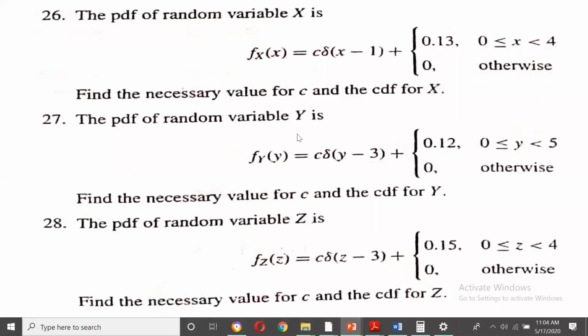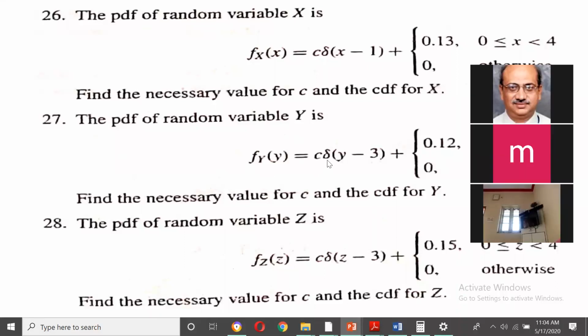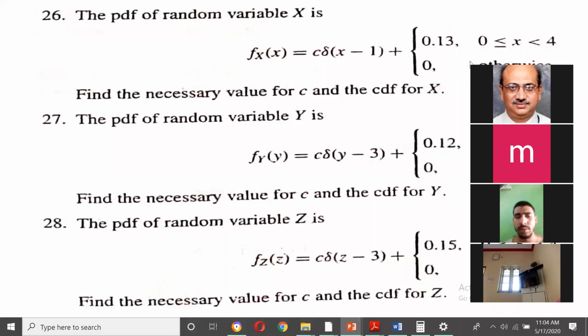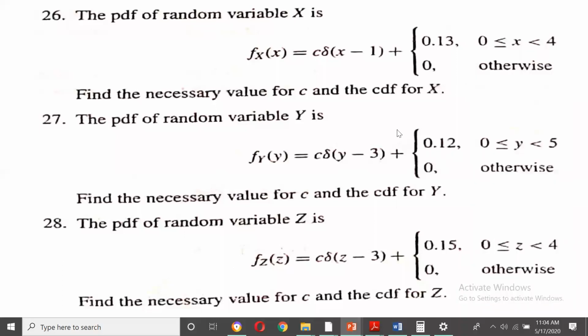The PDF of the random variable is f_Y(y) equal to c δ(y − 3) + 0.12 between 0 to 5, and 0 otherwise. Okay, between 0 to 5.